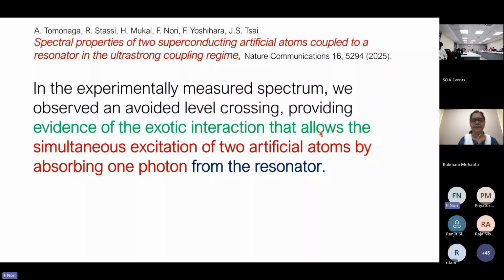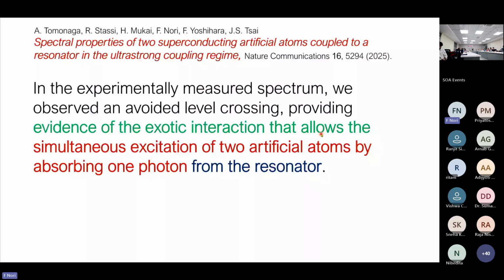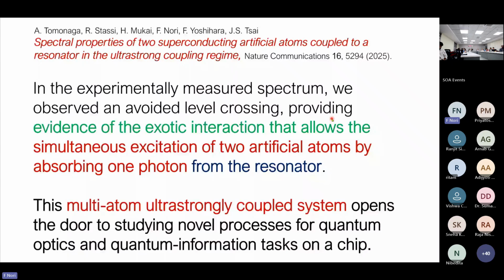Current experiments are now probing these in the time domain, but these are not completed yet. So this multi-atom ultra-strongly coupled system opens the door to study novel processes for quantum optics and quantum information tasks on a chip.